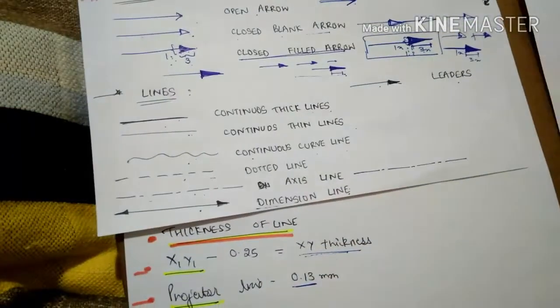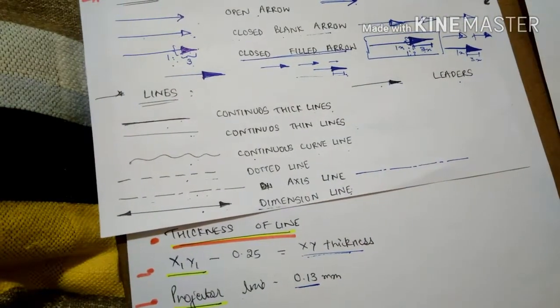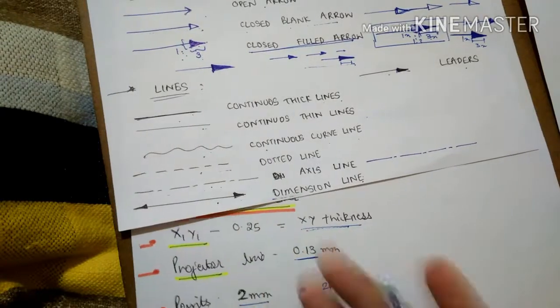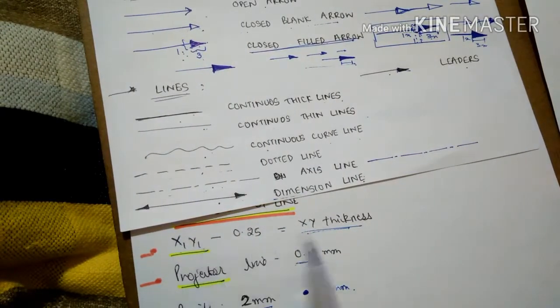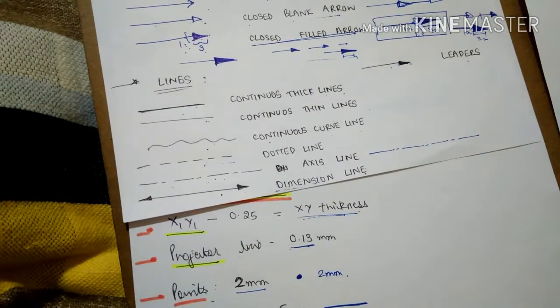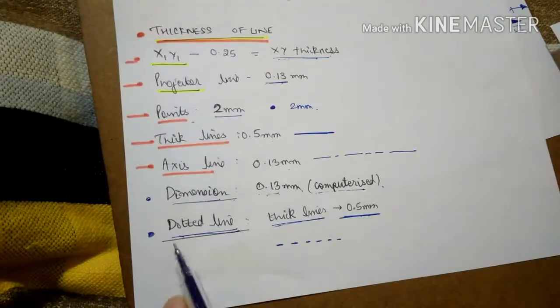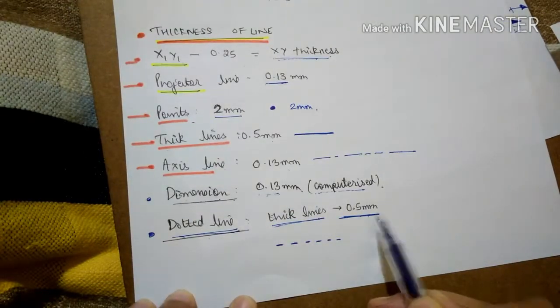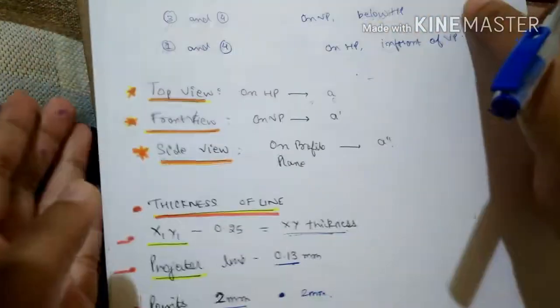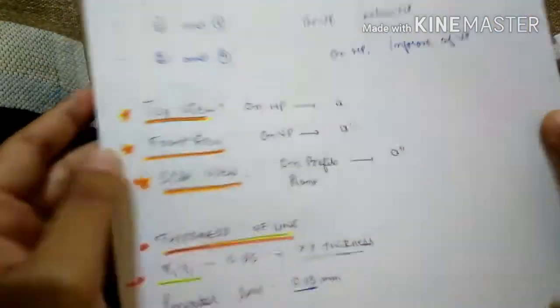Now I told you the thicknesses of the lines as per the computer system. Thick line should be 0.5. Points which you draw should be 2 mm thick. Projector lines, I'll come to them later, should be 0.13. The XY line, I'll come to that in my next video. Axis lines 0.13. Dimensions are automatically set in the computer. Dotted line should be thick and it should be 0.5 mm. You have the option in the toolbars in your Solid Edge software or any other software you use.